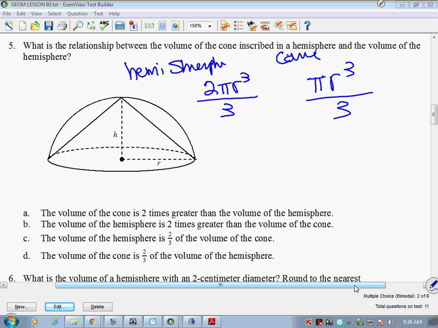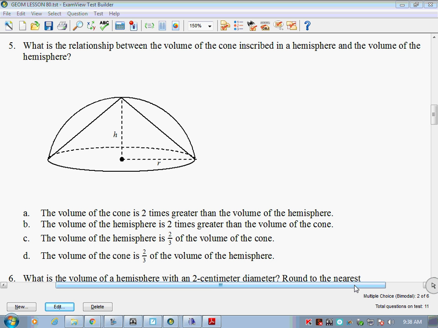So what is the relationship? If this is basically 1/3 pi r cubed and this is 2/3 pi r cubed, how much bigger is 2/3 than 1/3? It's doubled. So what we're seeing is that our answer is B. The volume of the hemisphere is 2 times greater than the volume of the cone. Does that now make sense? Do we see we've got our math here to go with all that? Great. Okay, hopefully you guys connected with some of that.